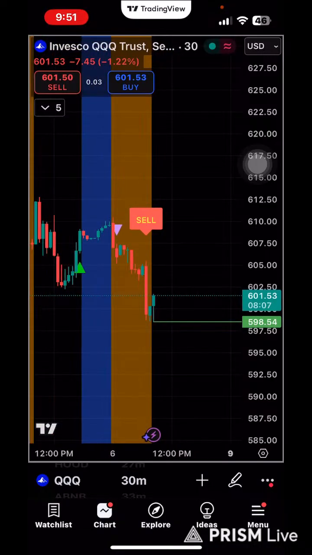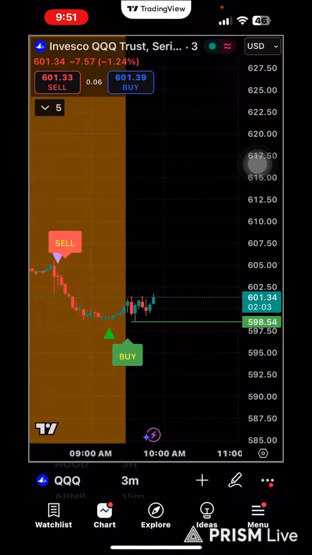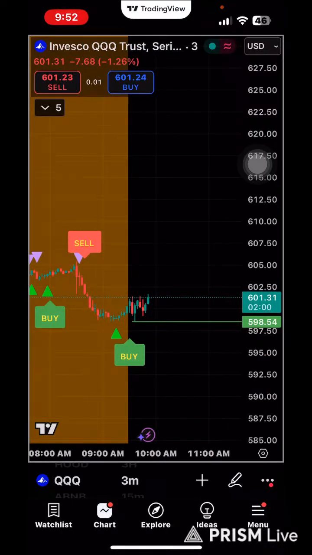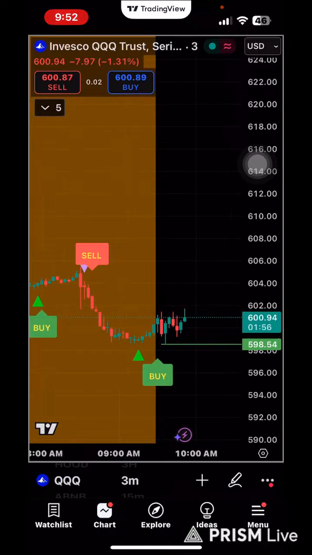But in general, your higher time frames are always going to win. Let's go back to 5 minute. You can even look at 3 minute, guys. So on the 3 minute, you see we have this very, very weak movement on the 3 minute and on the 5 minute, and it's already 9:52.